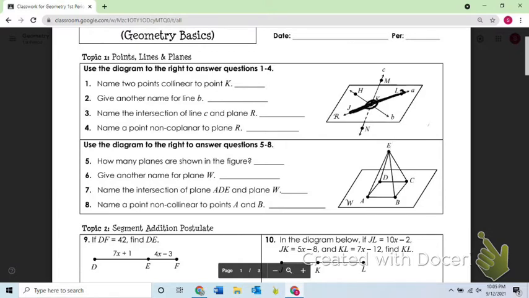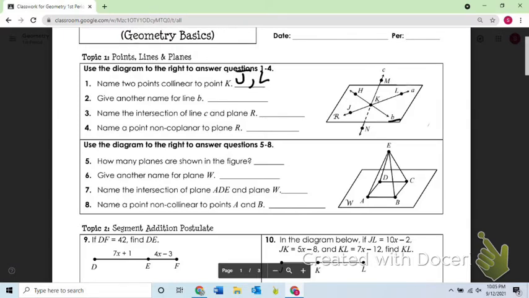That right there. J and L. But M and N is also a fine answer too. So another name for line B. So line B is right here.